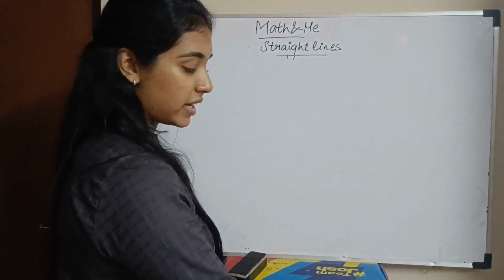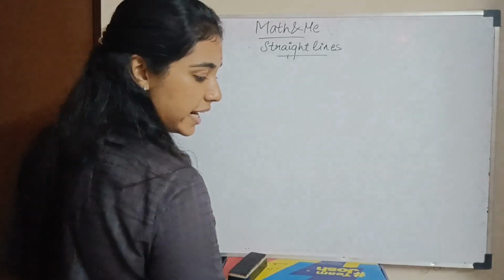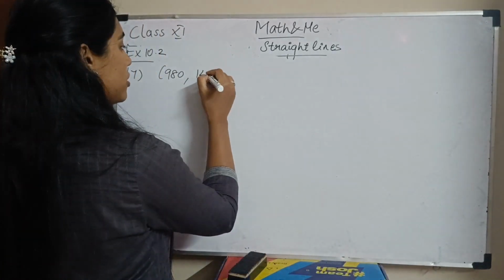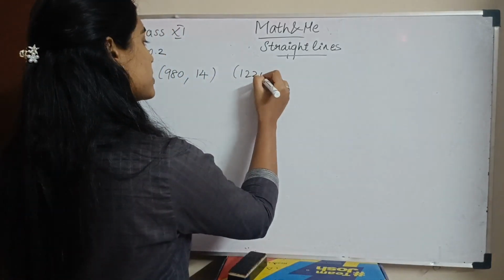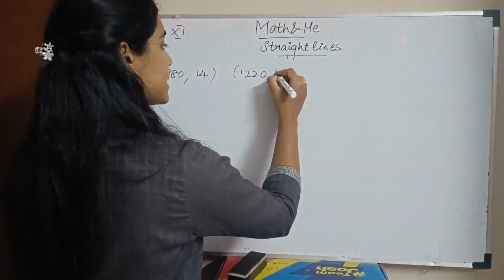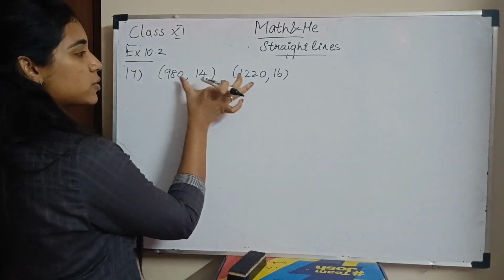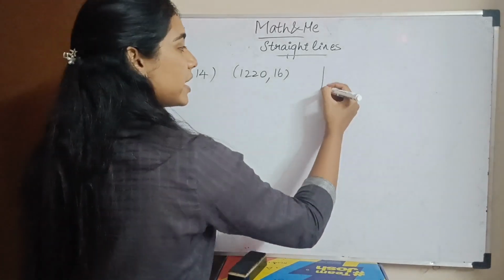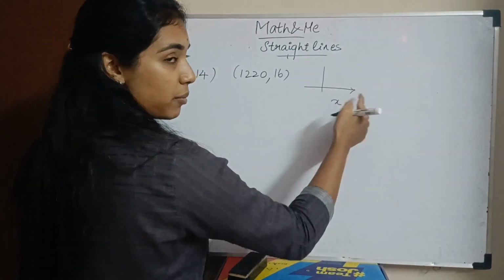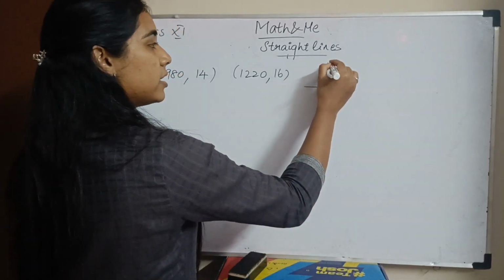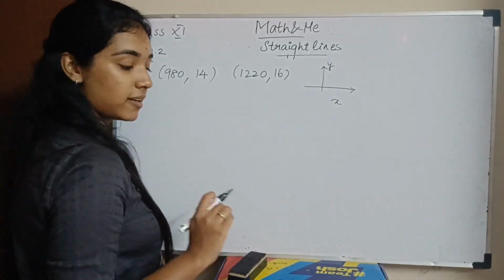So let me move on to the 17th question. Question number 17. The person sells 980 liters for rupees 14 per liter and he sells 1220 liters for rupees 16 per liter. So this is how you frame the coordinates. You have to frame the similar x coordinates and similar y coordinates. It's very similar to what you have in a graph. So the x coordinate represents the number of liters of milk and the y coordinate determines the price per liter. Okay, so be very careful when you are assigning the coordinates.